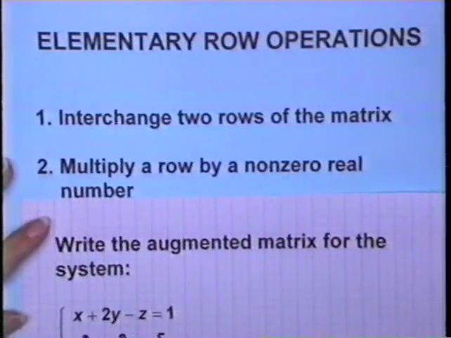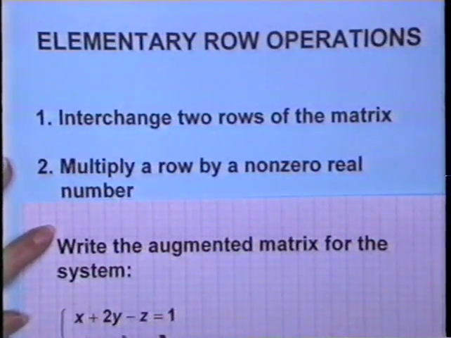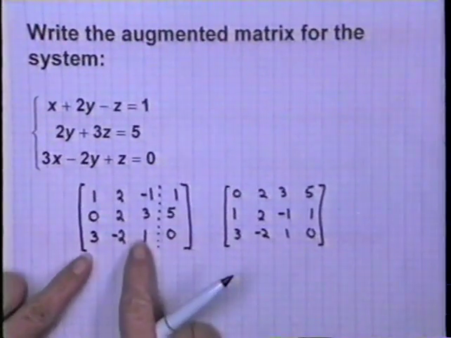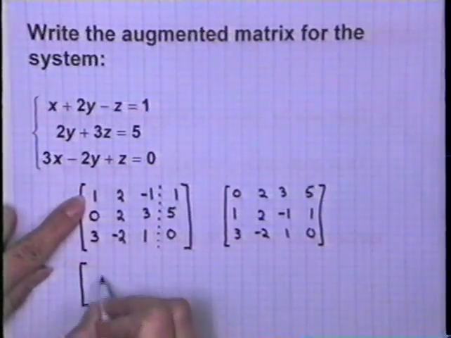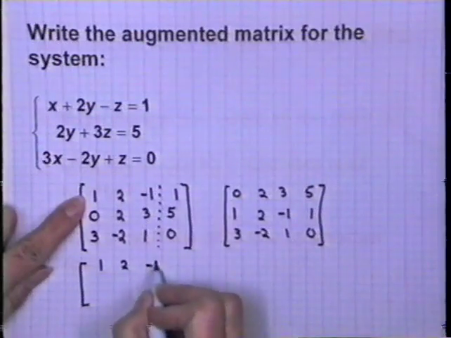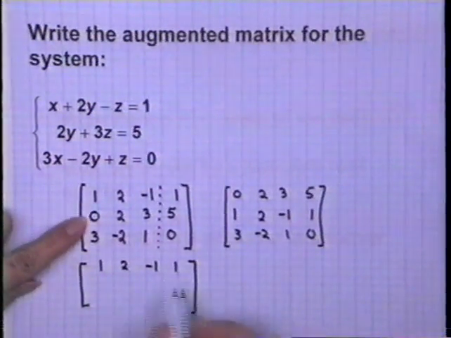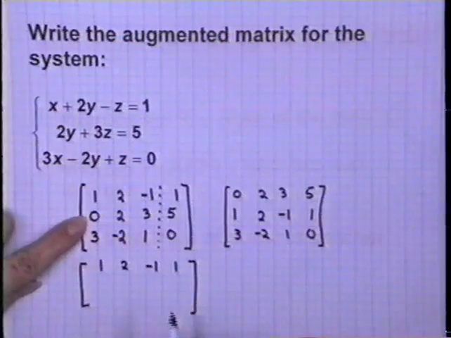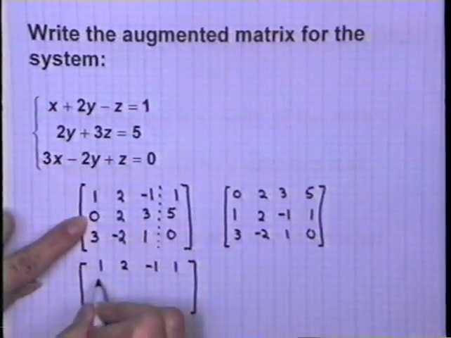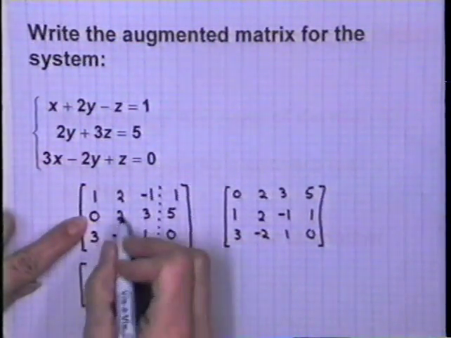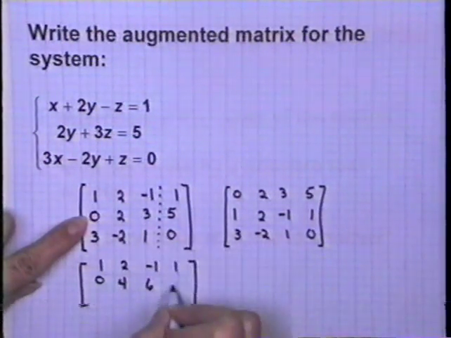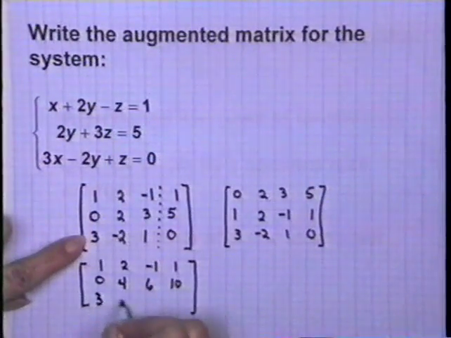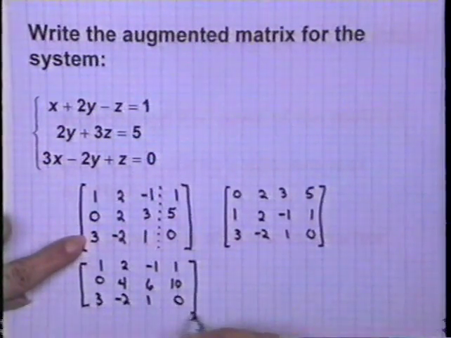Now, the second operation said we could multiply a row by a non-zero real number. Now, let me go back to this original form right here. What if I decide that I'm going to leave the first row just like it is, but I'm going to multiply the second row by 2. Now that means every number here in this second row. Well, 2 times 0 is still 0. 2 times 2 is 4. 2 times 3 is 6. And 2 times 5 is 10. I'm leaving the other rows in the matrix totally unchanged.